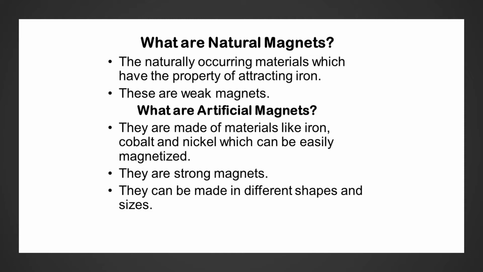Next, what are artificial magnets? Artificial magnets are strong magnets. They are made by humans and they are available in different shapes and sizes.